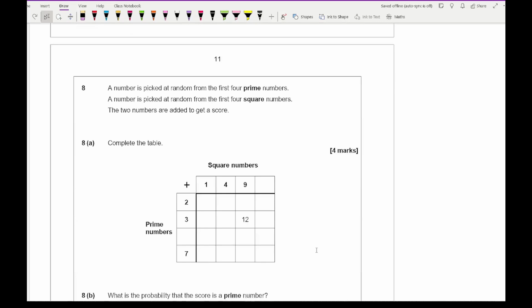A number is picked at random of the first square numbers. The two numbers are then added to get a score, complete the table. So for the first 4 prime numbers, they are going to be 2, 3, 5 and 7. Then for the first 4 square numbers, that's going to be 1, 4, 9 and 16. Again, how have I got those numbers? Well, 1 squared, 2 squared, 3 squared, 4 squared, and then the prime numbers are there as you can see.